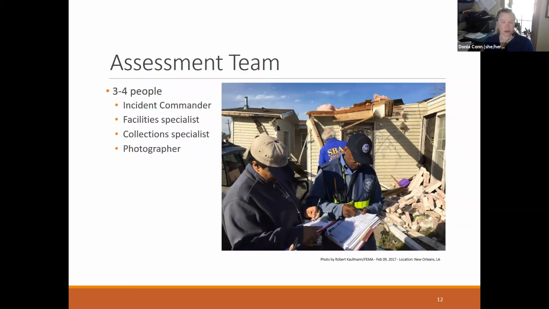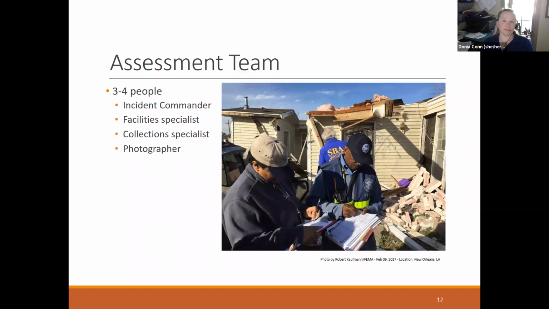And ideally, this team of people is going to include your facilities person. So somebody who really knows your building and its issues in the past, how it's constructed, all of its little nuances and quirks. This person is probably the one that's going to be your logistics person or your health and safety officer, or probably both, depending on the size of your institution.